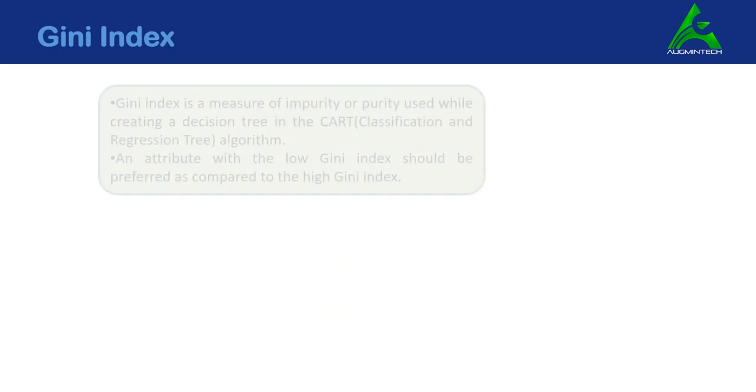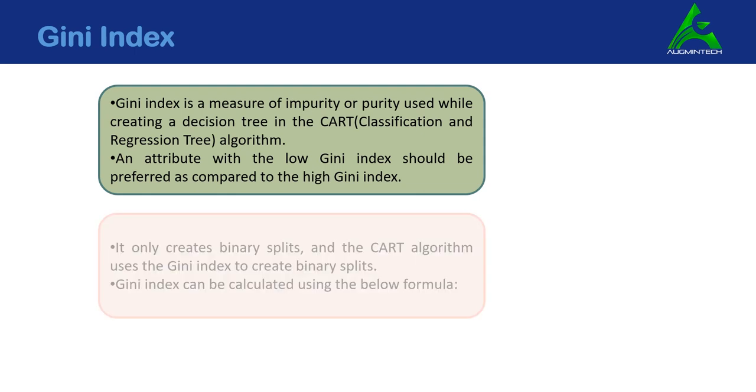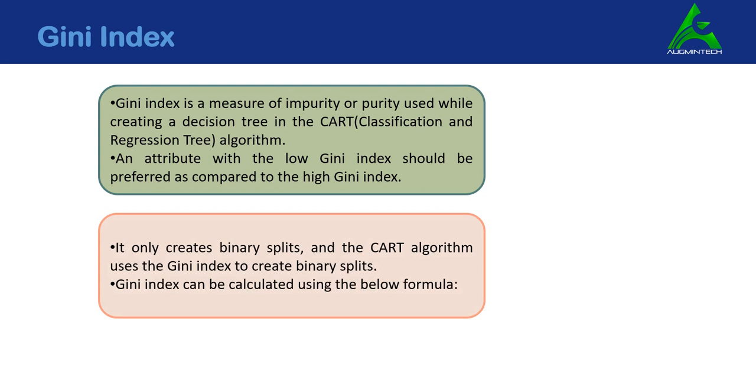And then we have the Gini index. It's a measure of impurity or purity used when creating a decision tree in the classification and regression tree algorithm. An attribute with a low Gini index should be preferred as compared to a high Gini index. For information gain, we will be using the attribute which has the maximum value to be split first. And for the Gini index, we will look for a low Gini index, which should be preferred as compared to a high Gini index. It only creates binary splits.